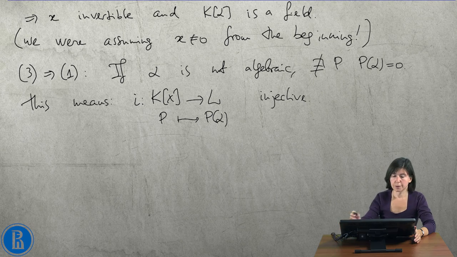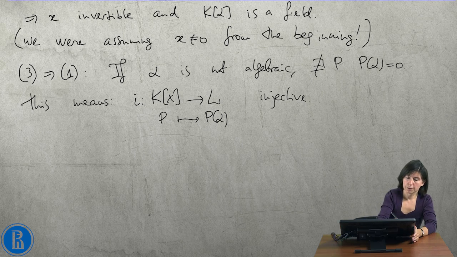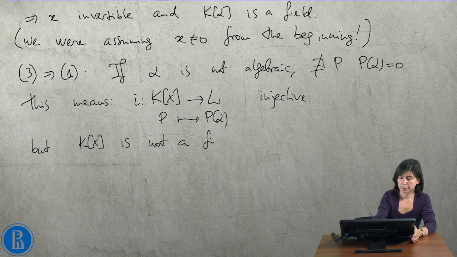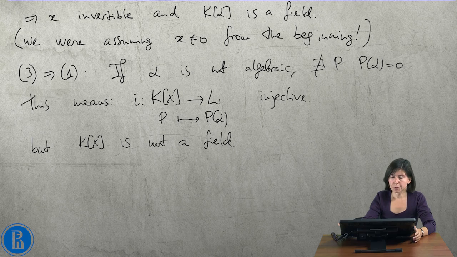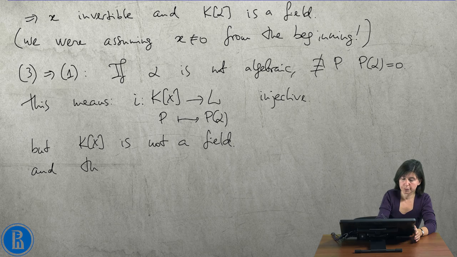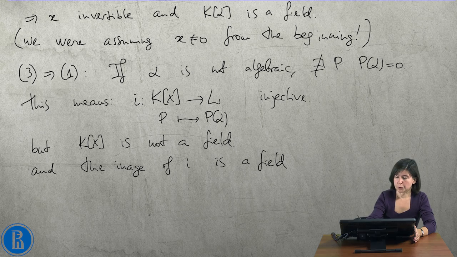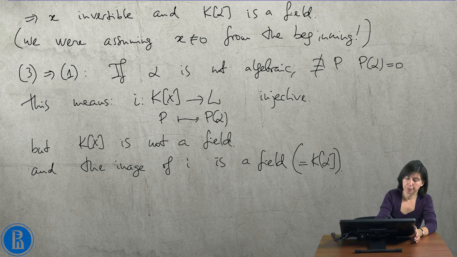But K[x] is not a field. And the image of this homomorphism is K of alpha, which is a field, and the image of i is a field, because this was just K of alpha. So this is a contradiction.